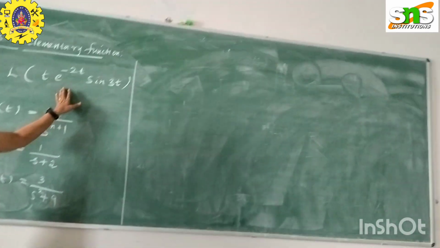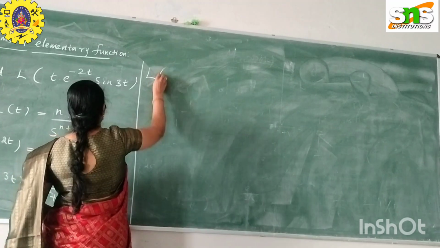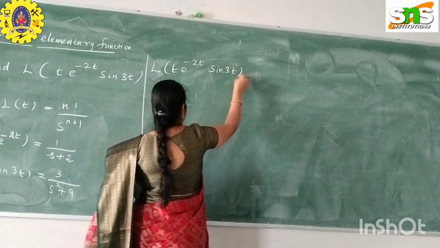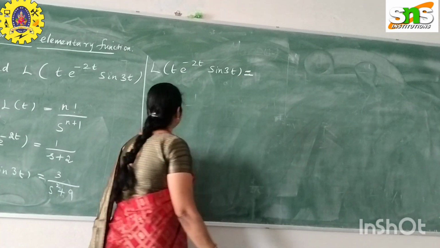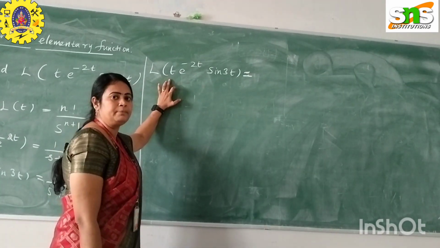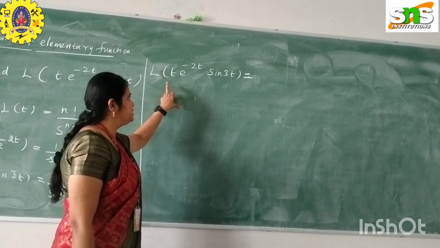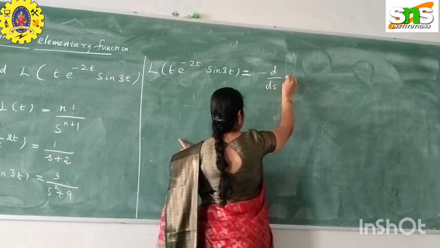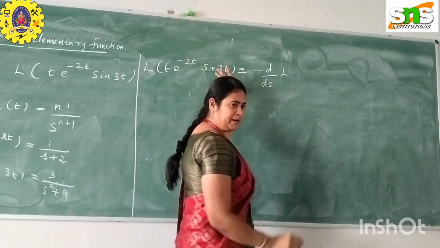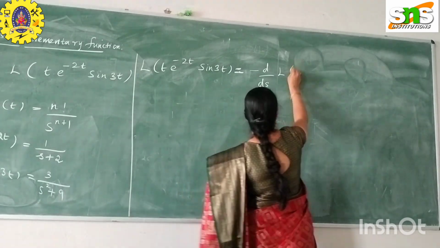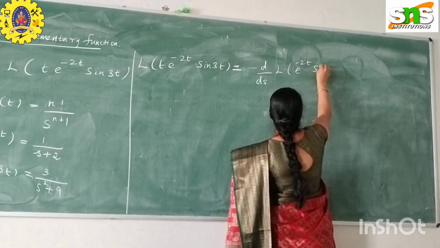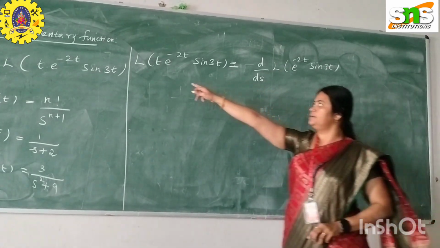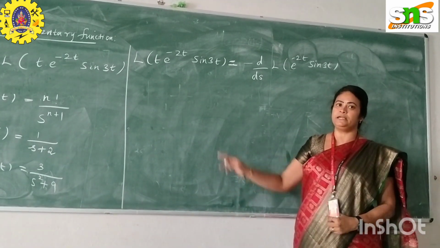Now let us consider the original problem. What is the problem? L of t into e power minus 2t into sin 3t. For t we are using the multiplication rule. For the multiplication rule, what do we write? This is minus d by ds of the Laplace transform of the remaining terms. The remaining term is our f of t, that is e power minus 2t into sin 3t. This minus d by ds came from the factor t, using the multiplication rule.